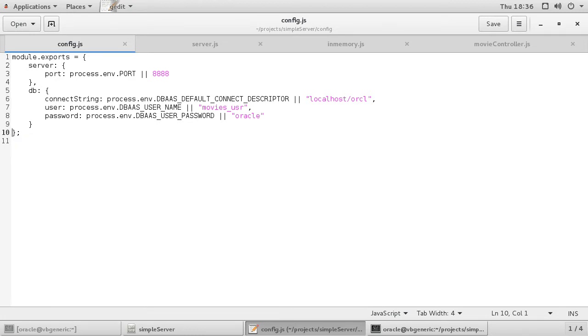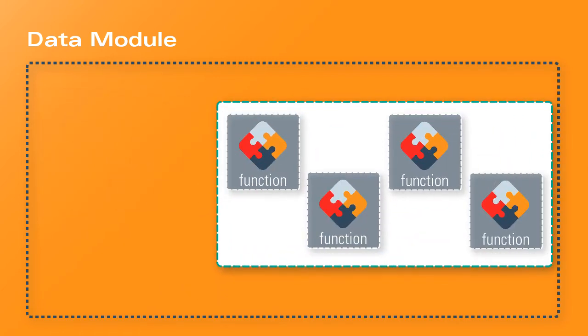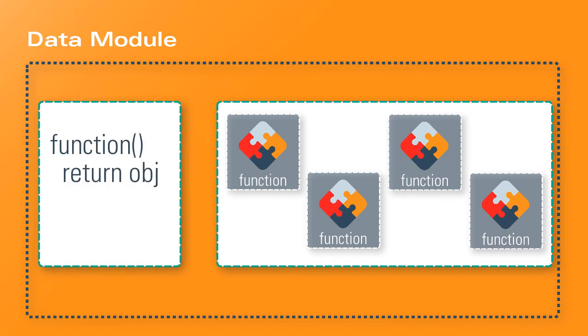Before, the data module was just a collection of functions. Now I want to create an object that provides me access to those functions, just like the controller. In the module, I expose a single function that returns an object that I use to interact with the database. And I particularly need this because of the need to access the configuration in all my methods.